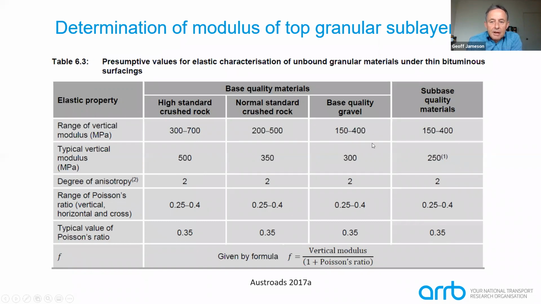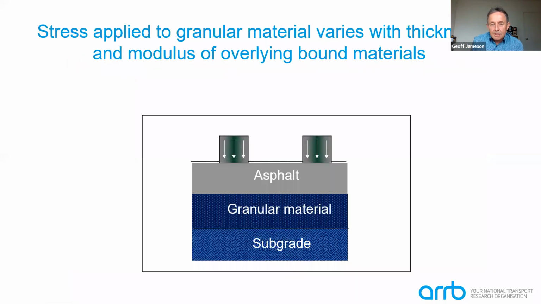And then you have a presumptive value for a base quality material, and also some presumptive values for sub-base layers. So these presumptive values are widely used. We seldom measure the modulus and then determine the top modulus from those measurements. Commonly, the presumptive values are used.